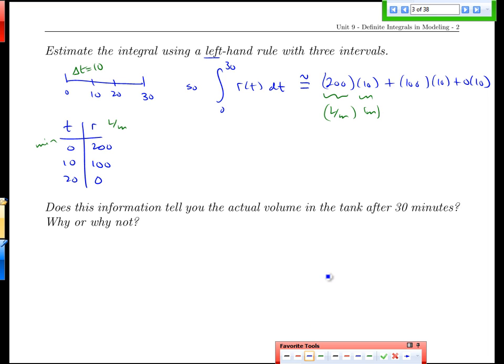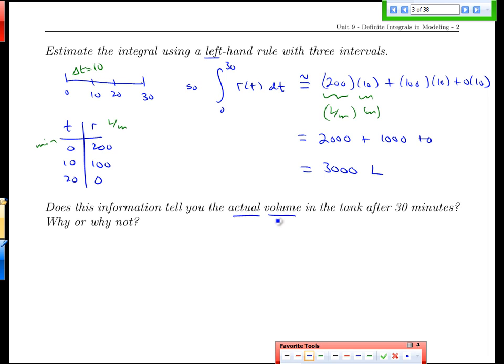It's a very similar argument to when we did area calculations. So we'd have 2,000 plus 1,000 plus 0. So 3,000 liters is one estimate of how much water would flow into the tank in that time period.